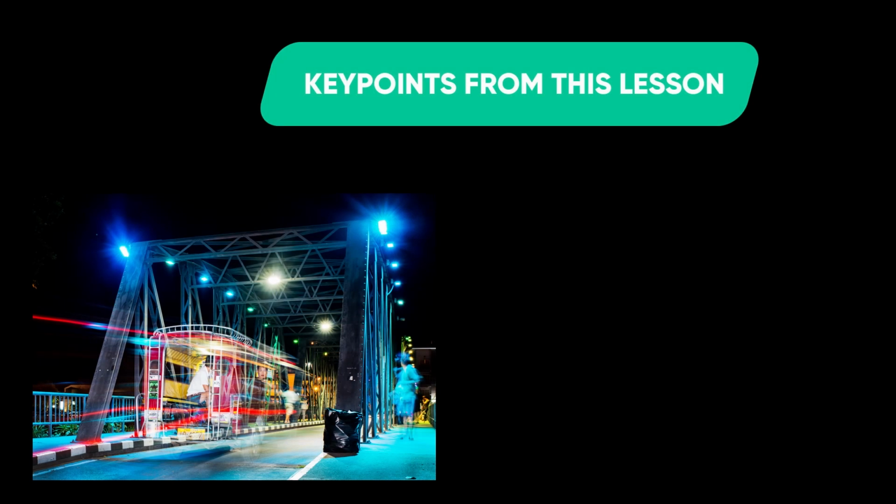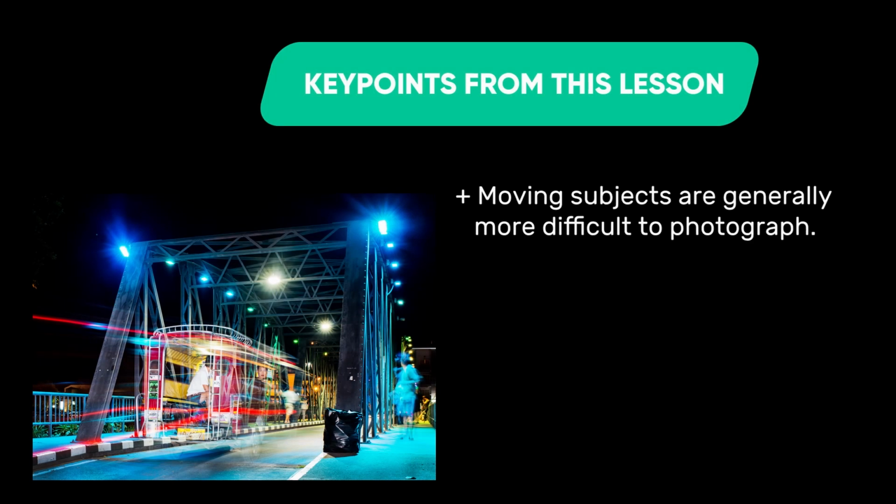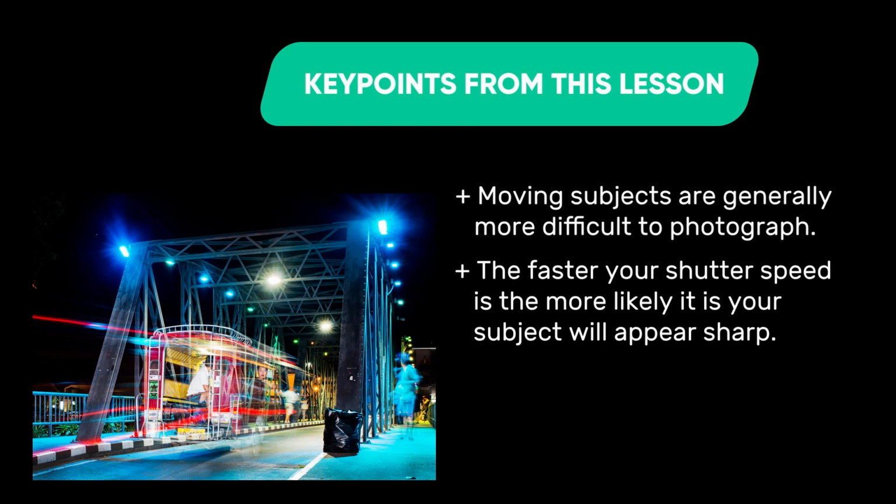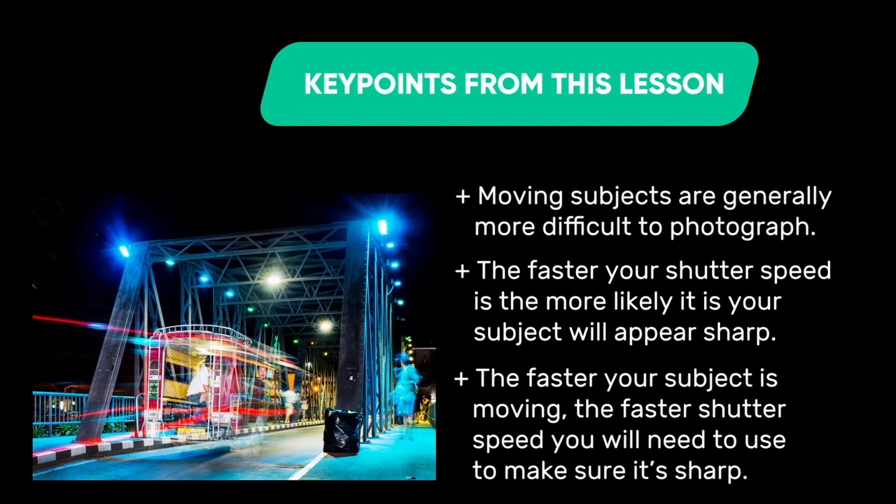Key points from this lesson are: moving subjects are generally more difficult to photograph. The faster your shutter speed is, the more likely it is your subject will appear sharp. The faster your subject is moving, the faster shutter speed you will need to use to make sure it's sharp.